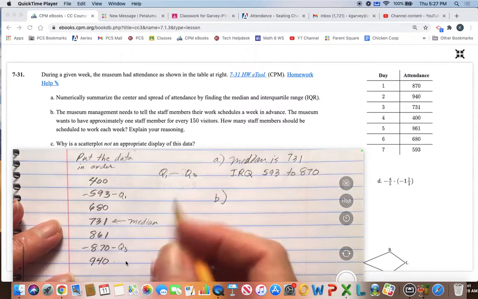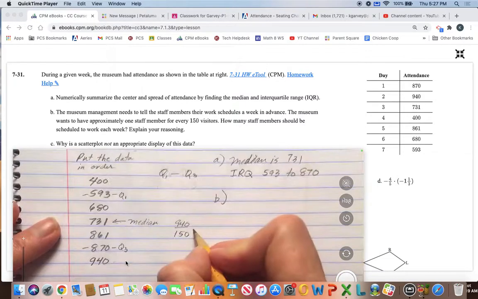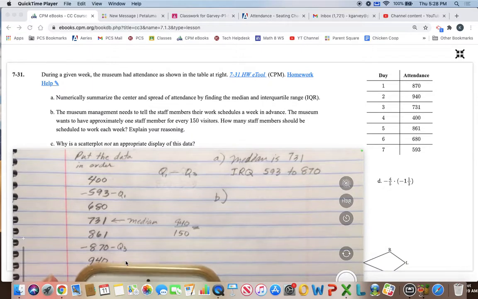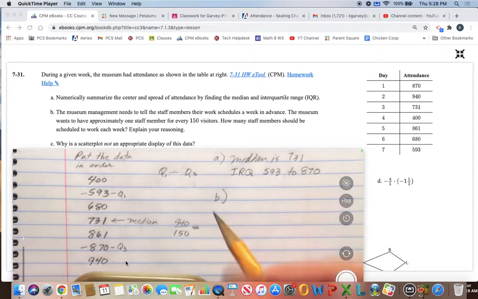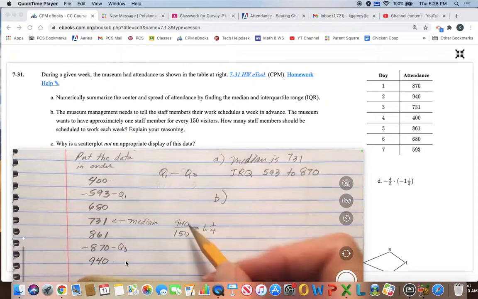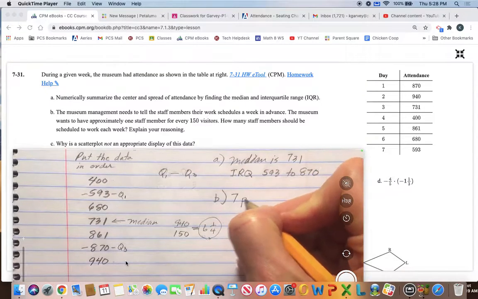So to find that number, we would just take 940 and divide that by 150 to find out how many staff members we needed. So let's see, 940 goes in, I think that will go in about 6 times, just eyeballing it. And let's see if I'm right. So we'll use our calculator and we'll take 940 and divide that by 150. And it looks like it would be 6 and 0.26. Okay, so 6 1/4 people. So we can't have quarter people, and we don't want to be short-staffed. So we better tell them that we need 7 people every week.